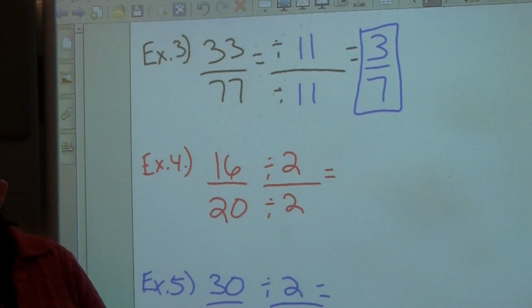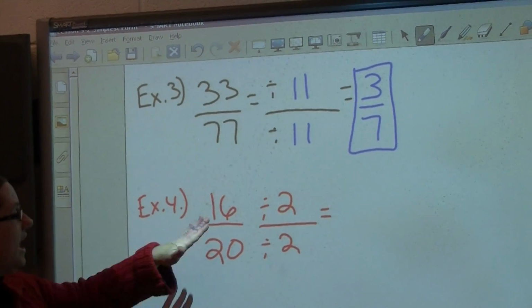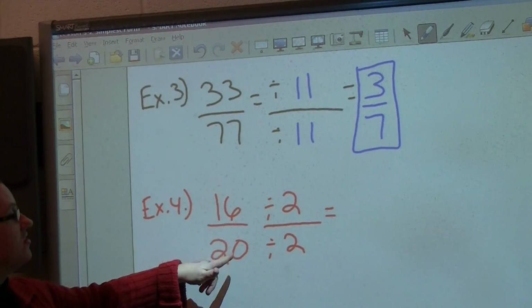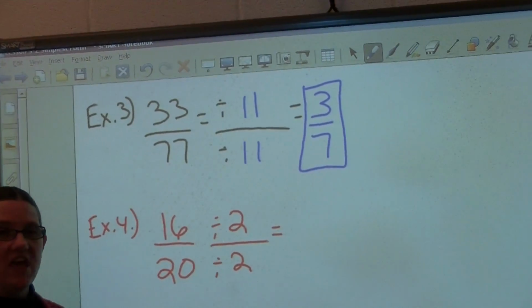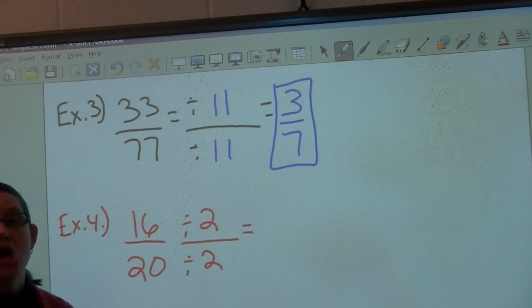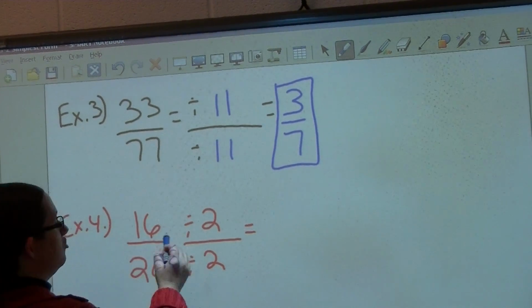All right, good job. Our next example is 16/20. Again, automatically here you see I put the divided by 2 because I see that they're even numbers. Again, do I have to start with that number? No, some of you might say, oh, I know you can divide them both by 4. Go ahead and start with 4 and that's fine. To keep it moving along, we're going to do 2 to start.